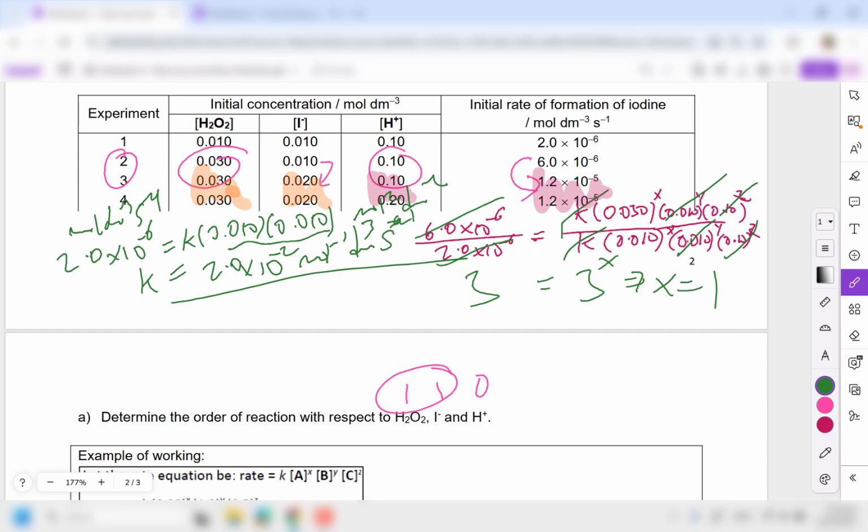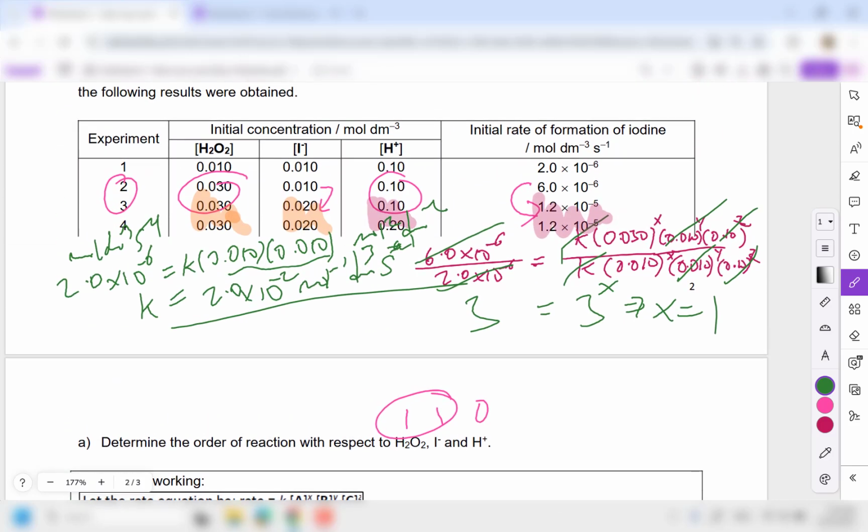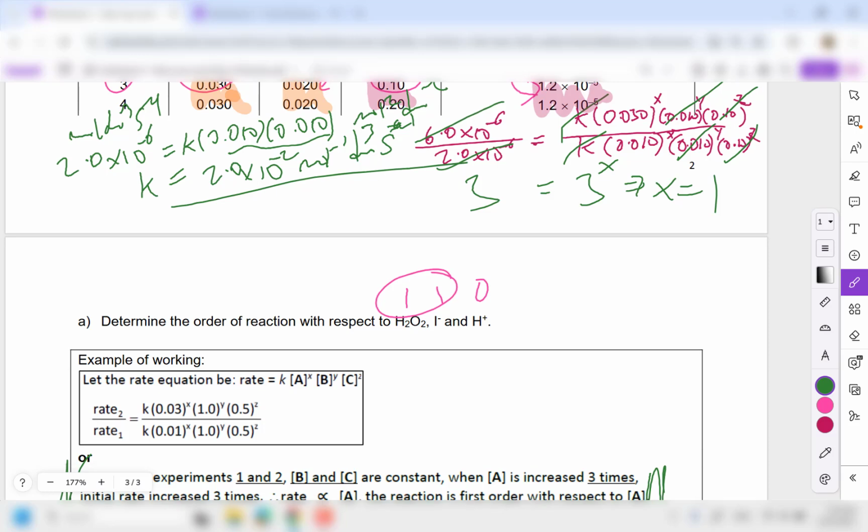And if you are going to determine the rate constant, you can choose any experiment you want. Okay, so with that, we have come to the end of the review for worksheet 3. The next review will be for worksheet 4.